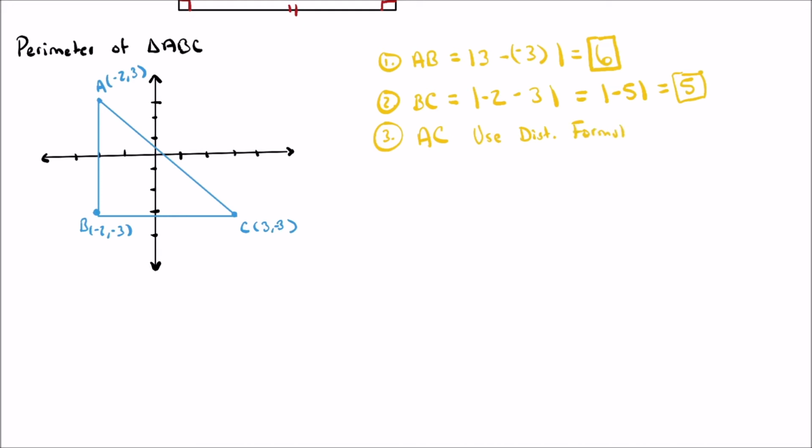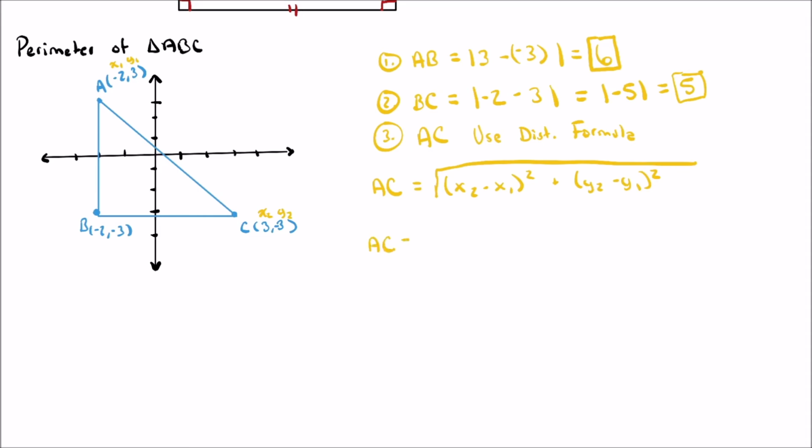And remember, the distance formula is as follows. AC is going to be equal to the square root of x2 minus x1 squared plus y2 minus y1 squared. And so we need to go over here to our triangle and label an x1 and an x2 and a y1 and a y2. Let's, for simplicity's sake, make our top value x1, y1, and our bottom one x2, y2.